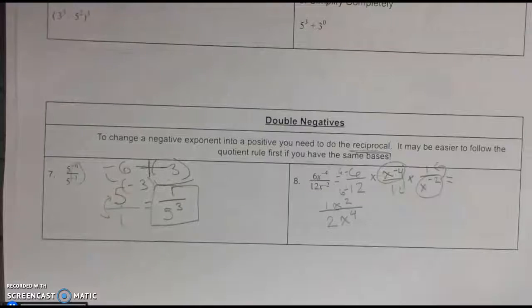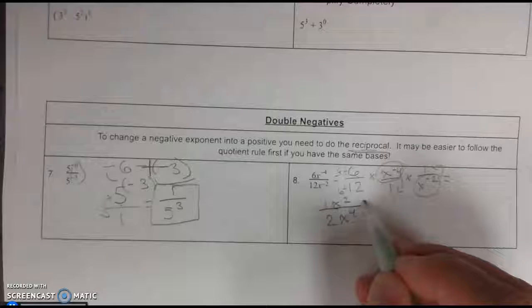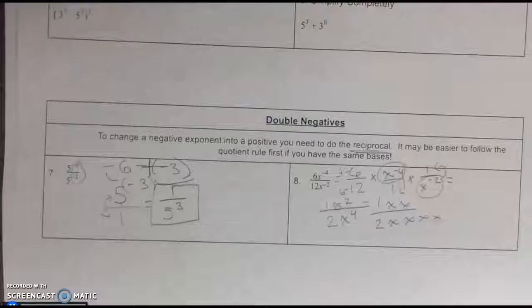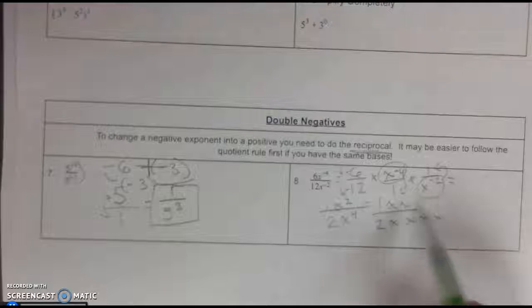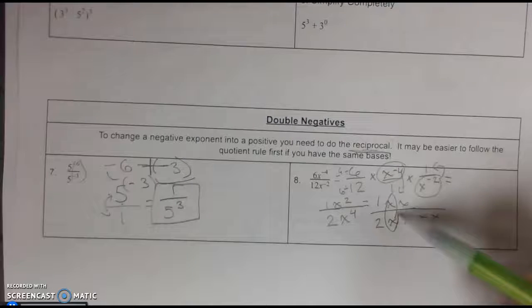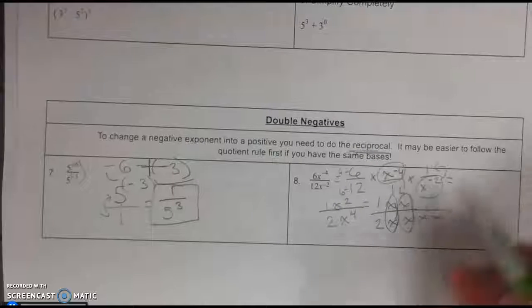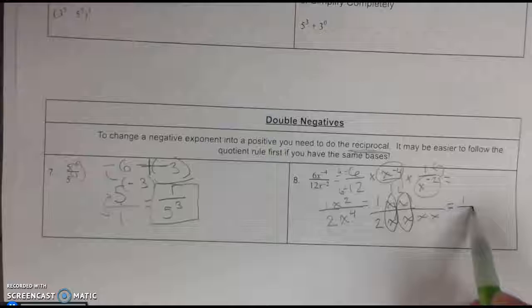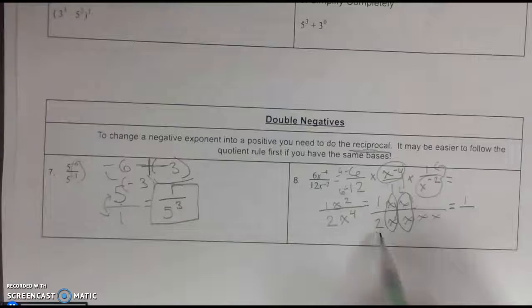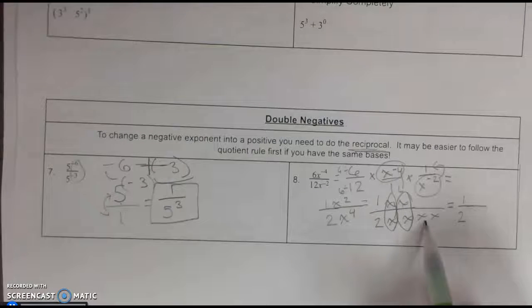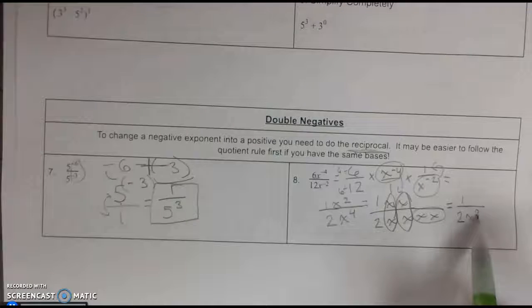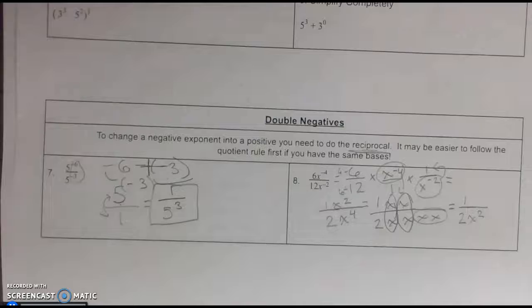Now I can visually see I have 2 x's on top and 4 x's on the bottom. So I can cross them out, pair them up. I know that these are pairs, so those cancel. I know these are pairs, so it'll cancel. So what I'm left with on top is 1. What I'm left with on bottom is my 2. And how many x's do I have? Well, I have 1 and 2. So I have x squared. And that'll give me my final answer.